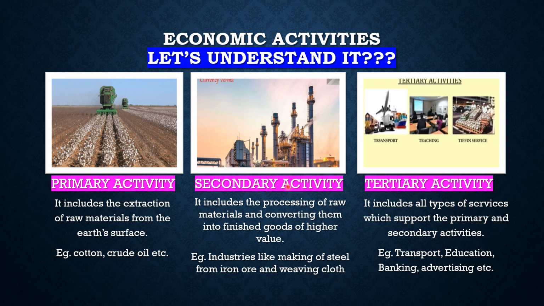Now tertiary activity, the third type of economic activity, which is basically the combination of primary as well as secondary activity. So we can say that it includes all types of services which support the primary as well as secondary activities. So it could be what? It could be transport, because when raw materials are produced we need to transport them, and even the finished products, like in industries whenever we weave cloth, that cloth needs to be transported to different places, right?